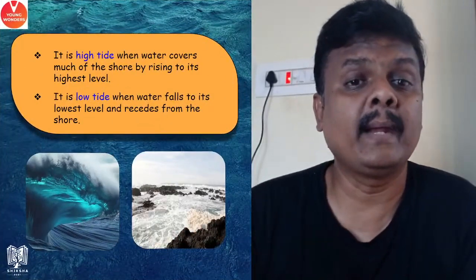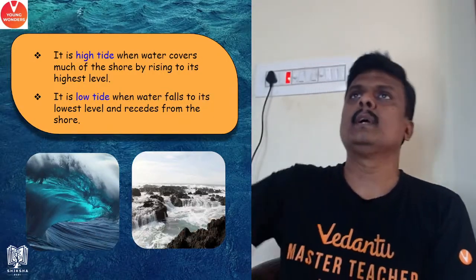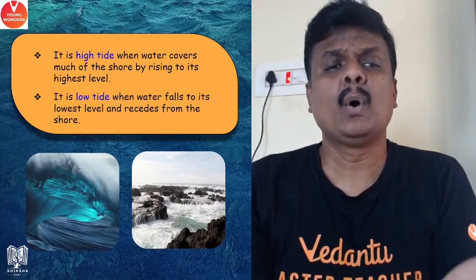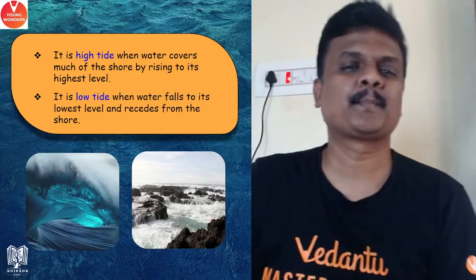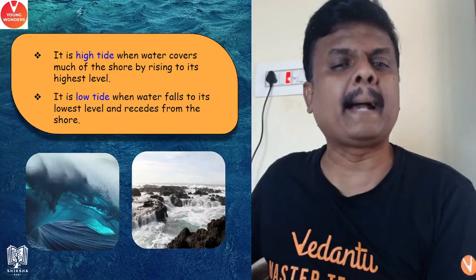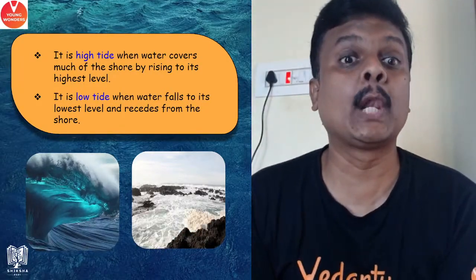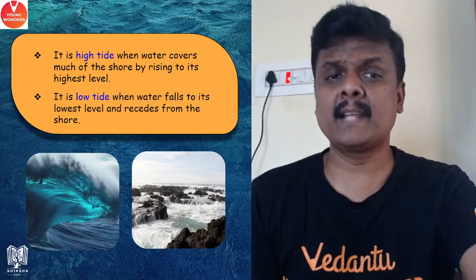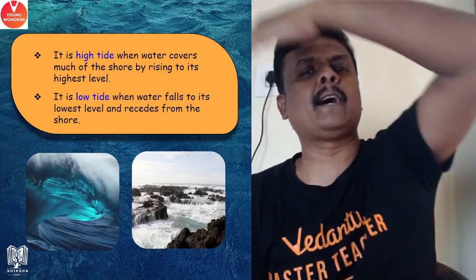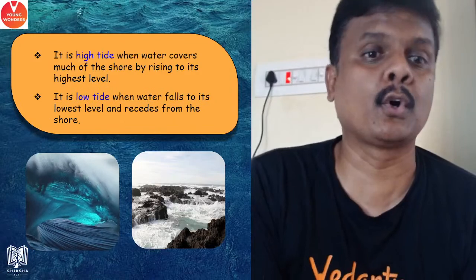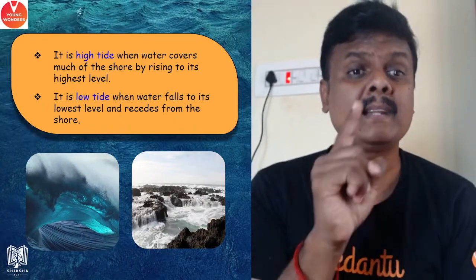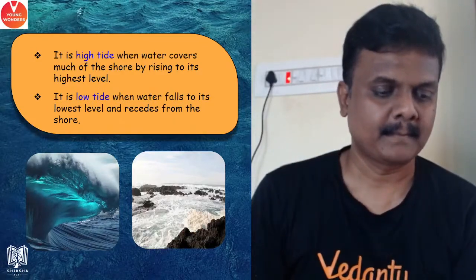It is high tide when water covers much of the shore by rising very high and then going to the shore. Low tide is when water generally keeps going back. Water does not rise to a high level. It is very little and it keeps going back. Water recedes from the shore during a low tide. Okay, now you know what a high tide and low tide are. High tide is when the tide rises very high and falls very fast, covering the maximum portion of the shore. Low tide is when water gets receded. Now when does high tide come? When does low tide come? That is something which you should understand.